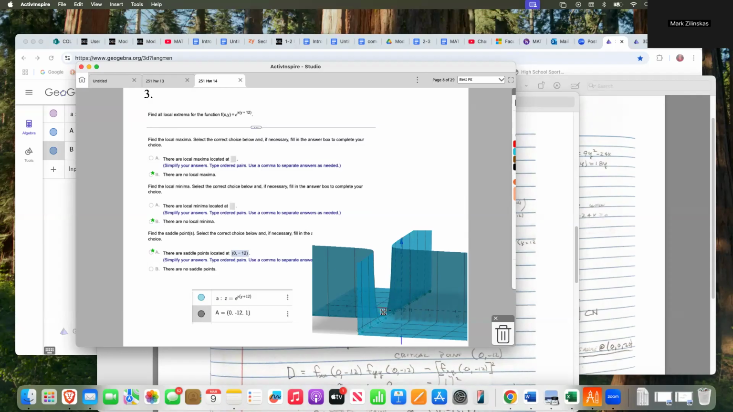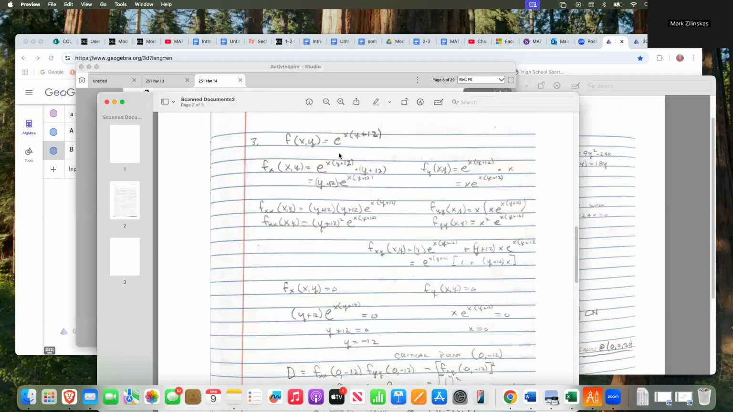You can kind of see that little point right here, and I'll show you again on a live graph here. Okay, so how did I find that saddle point? Well, let's go back here and take a look at this particular multivariate function.